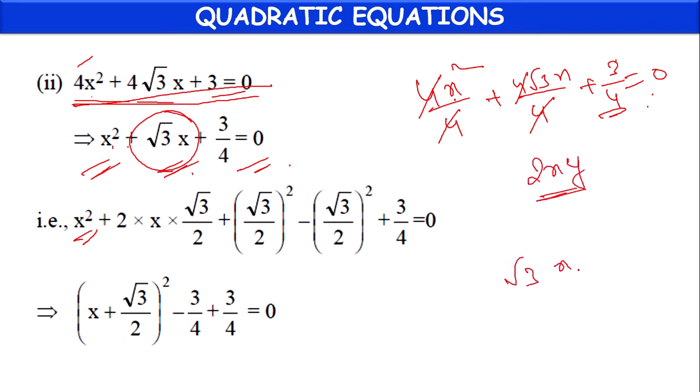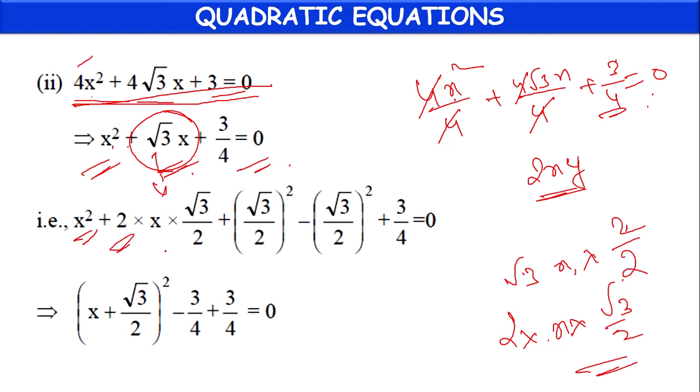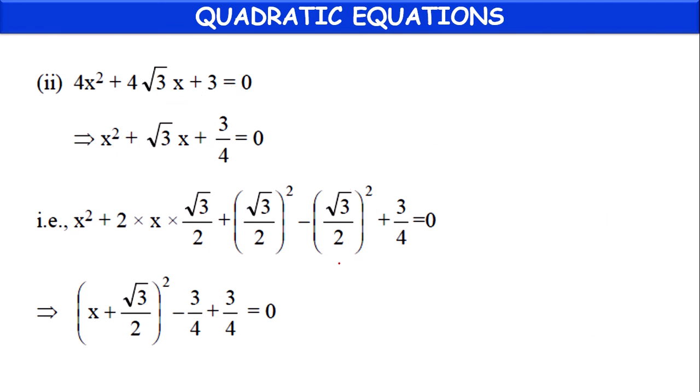So what can we do? Root 3x, we can multiply by 2 and divide by 2. We will take 2 in the front. After that, we will write x. Next, the remaining root 3 by 2 we will write at the last. So we are converting it into 2 into x into root 3 by 2. Now in the place of y, we have root 3 by 2. Root 3 by 2 whole square is to be added, and root 3 by 2 whole square is to be subtracted.